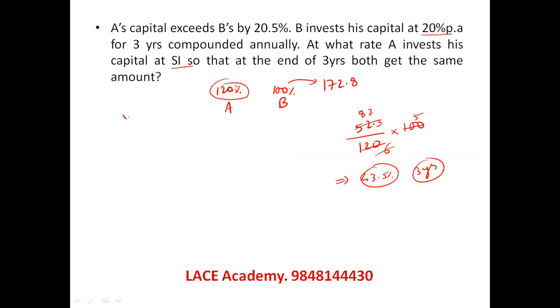So every year how much is needed? 43.5 by 3, which comes to 14.5%. So approximately 14.5% is the interest he has to invest.